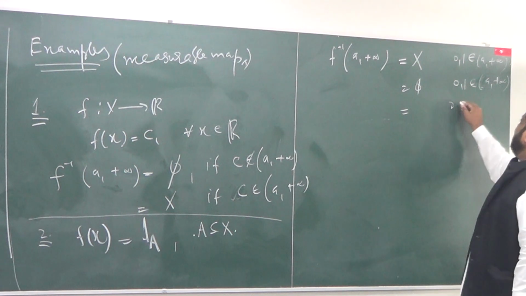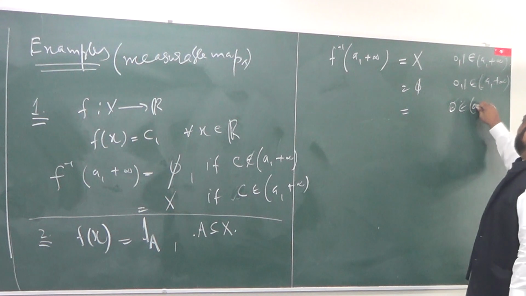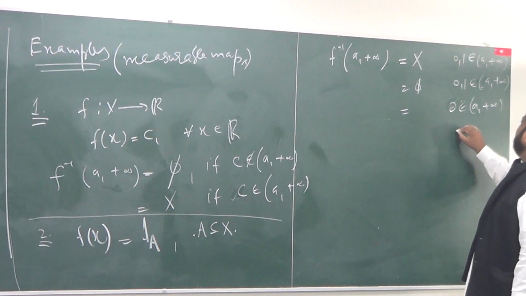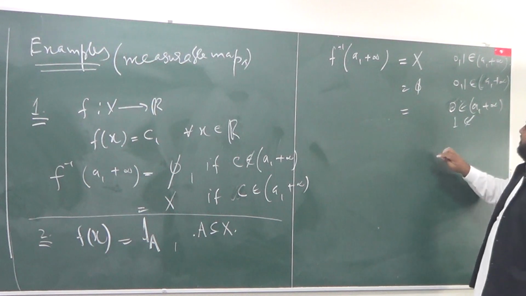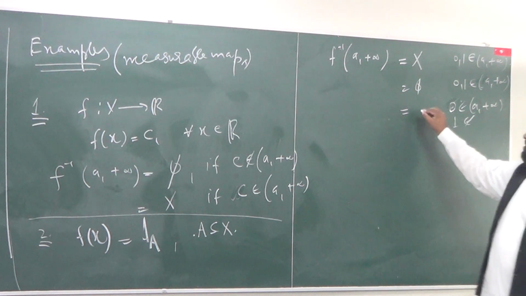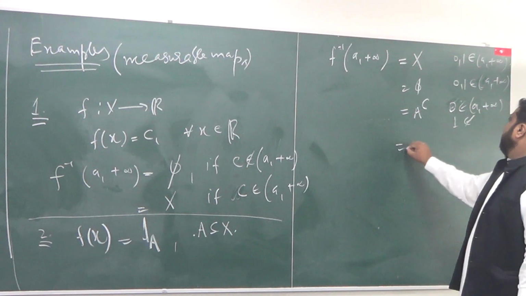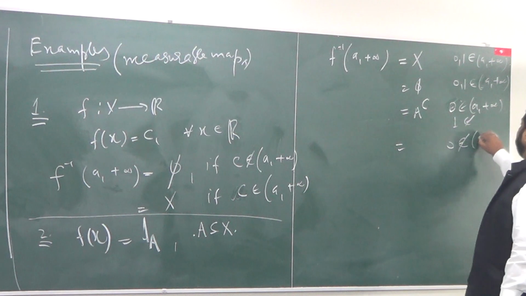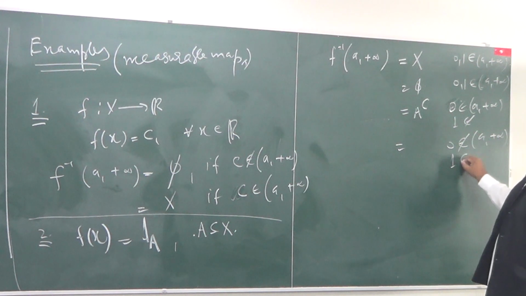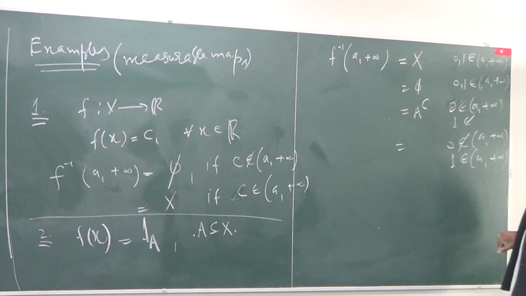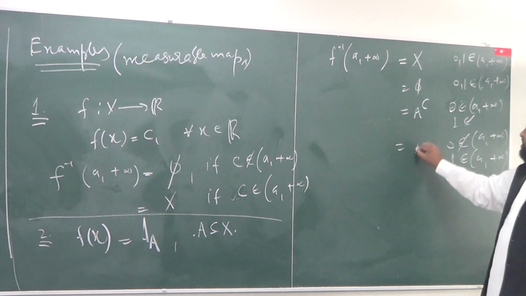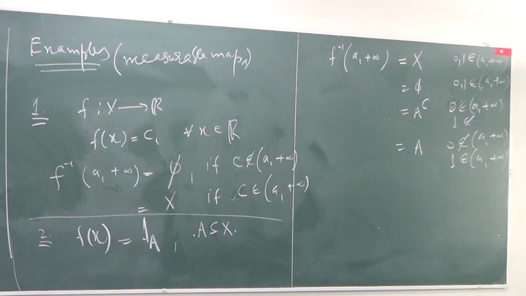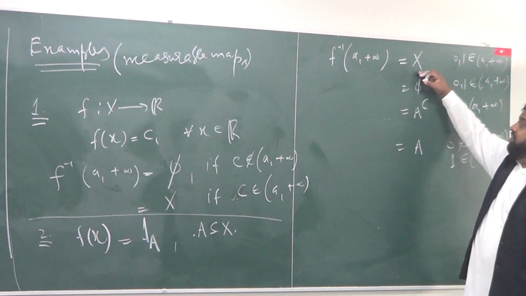But there will be a third possibility as well. You can say that 0 belongs to a to plus infinity and 1 does not, then the inverse image is the complement of A. And if 0 does not belong to a to plus infinity, but 1 belongs to a to plus infinity, then what will be the consequence? Then it must be A. So this is what we're trying to do. The set of outputs are all in the sigma-algebra. Is this function measurable? Yes. We are all happy with this.